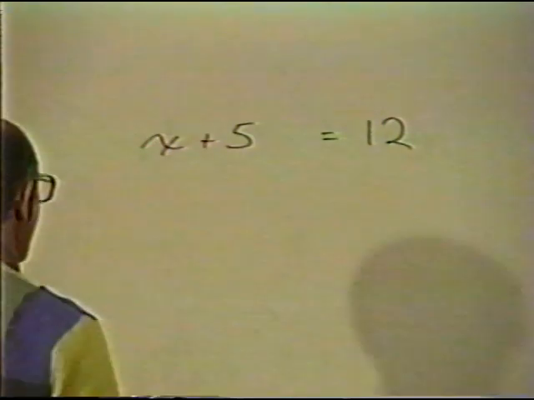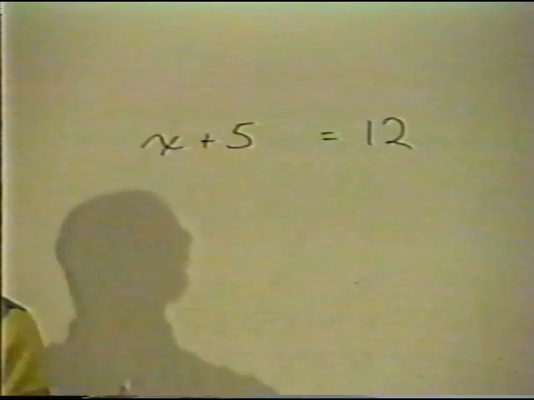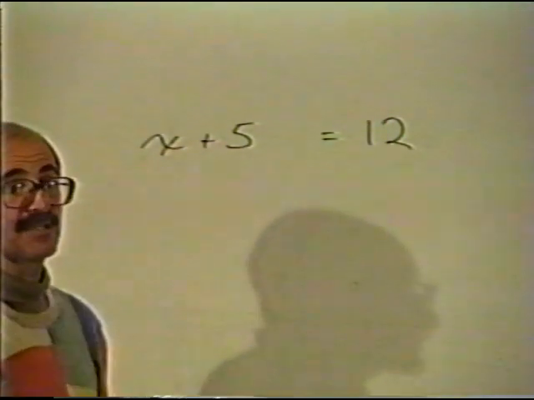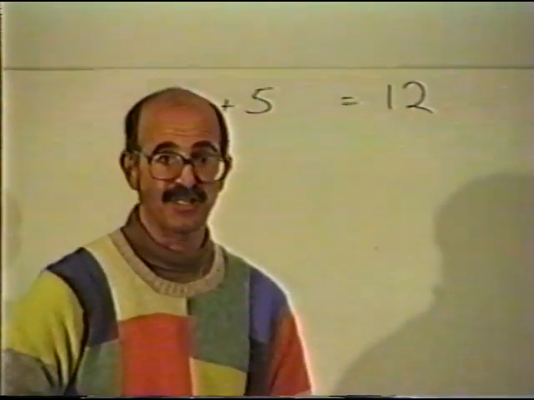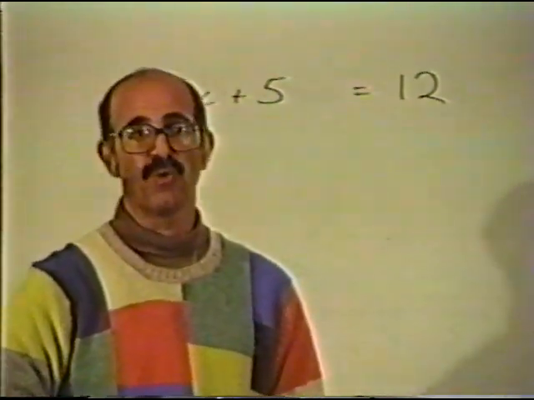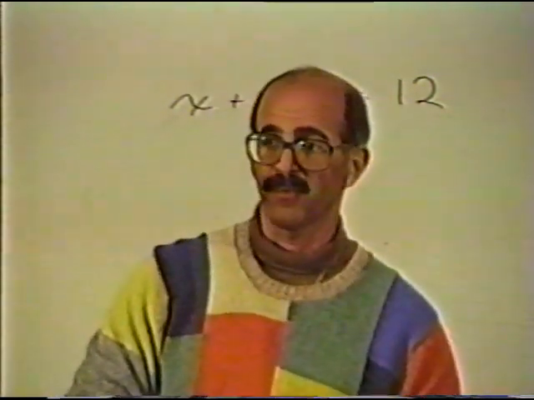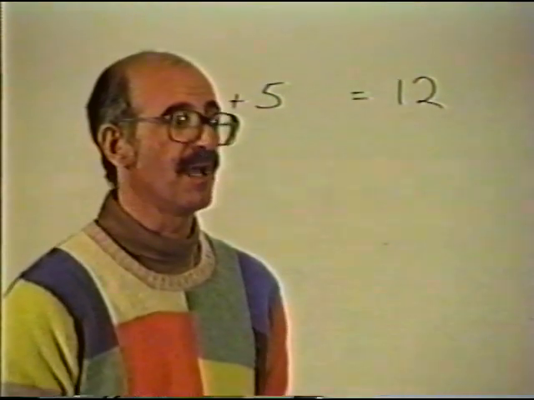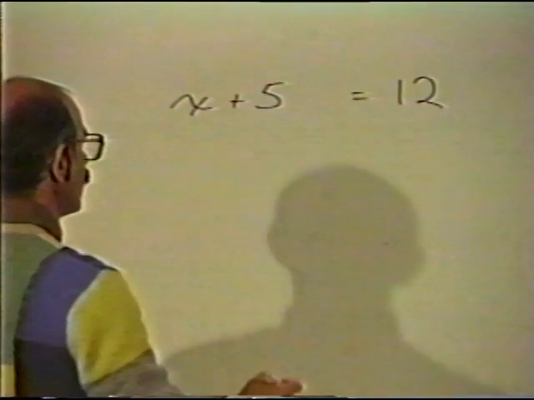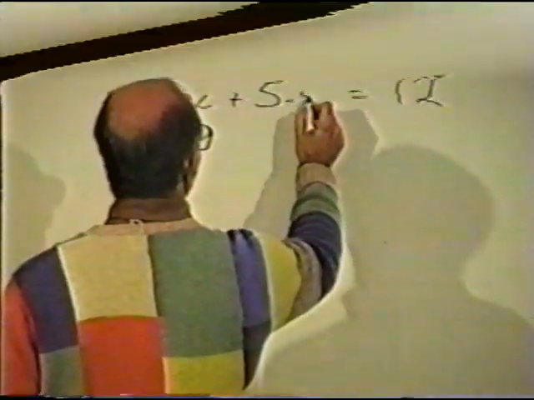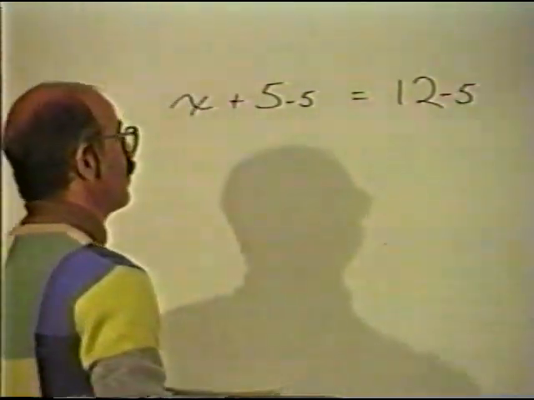We see that the relationship, the operation going on between the x and the 5 is adding. It's addition. It's plus. In order to solve the equation, we're going to use the opposite operation. What is the opposite of addition? Subtraction. So we're going to subtract 5 from each side of the equation.